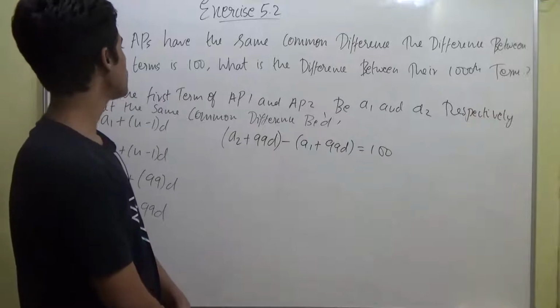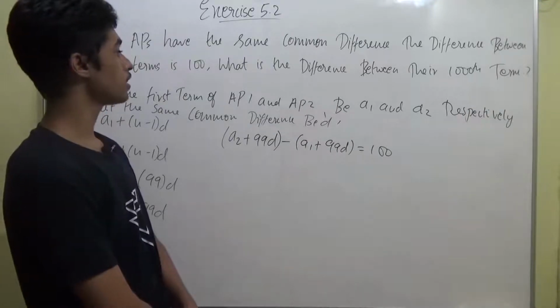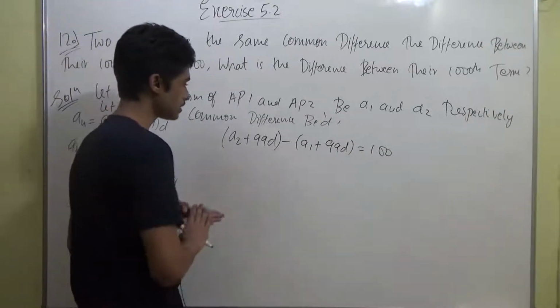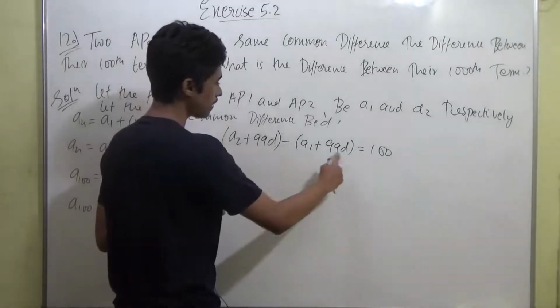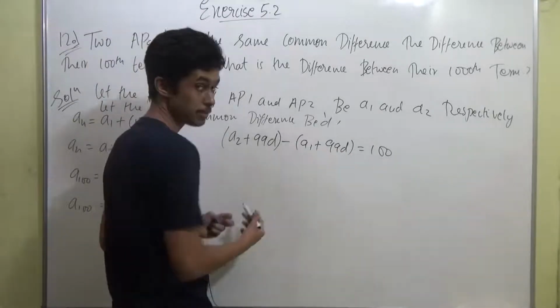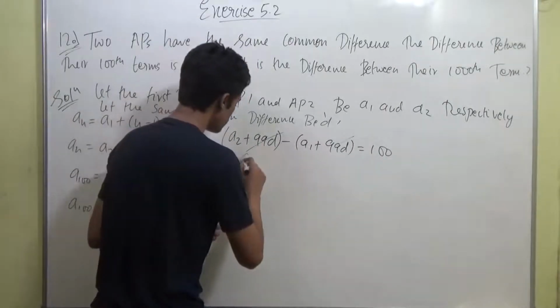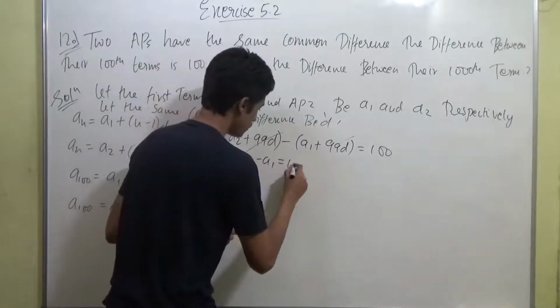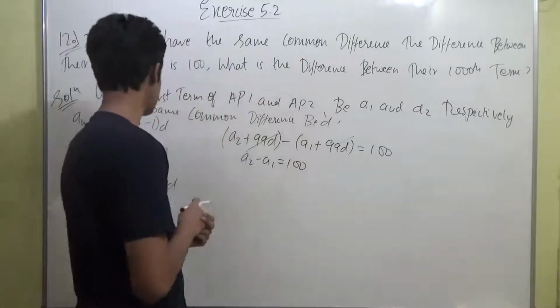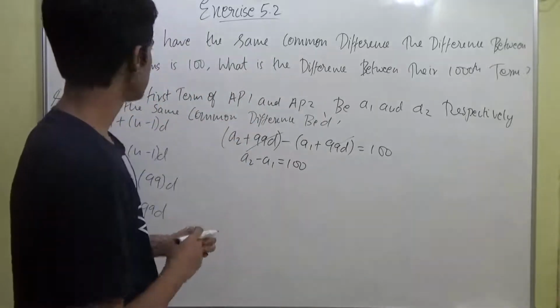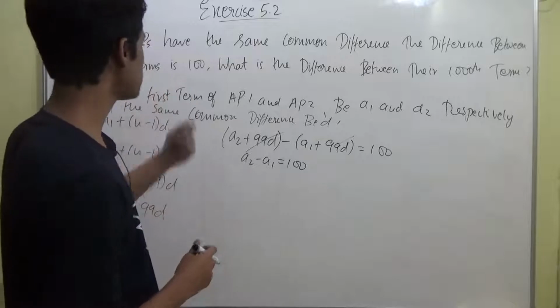Now they are telling us to find the difference between the 1000th terms. Before that we'll try to simplify this. Here plus 99D and minus 99D, because the minus will get multiplied, it will get cancelled from both sides. So finally you will be left with A2 minus A1 equal to 100. Getting it guys? Done.